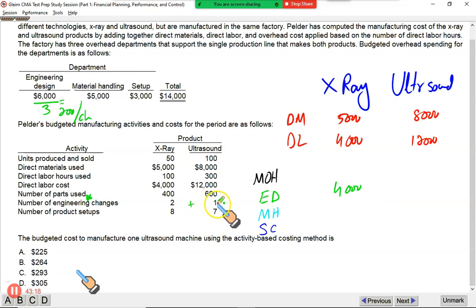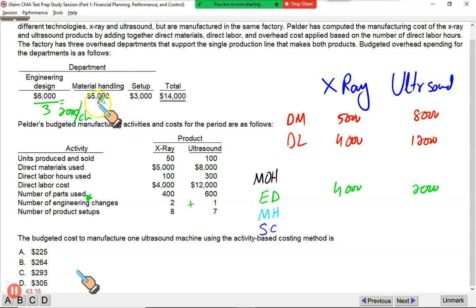How many changes are we expecting for ultrasound? One. The rate is 2,000 per change, so it's going to be just 2,000. So we have shifted this cost based upon the activity, not on any simplistic labor hour or machine hour.